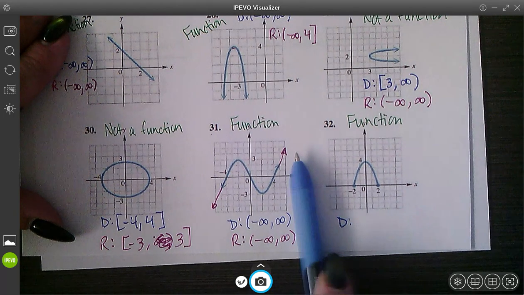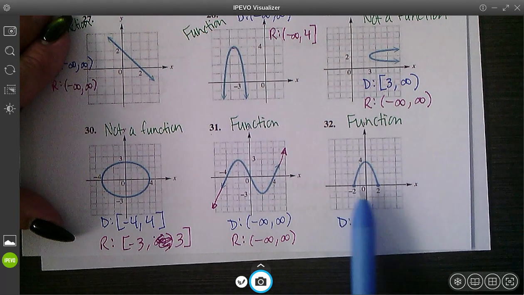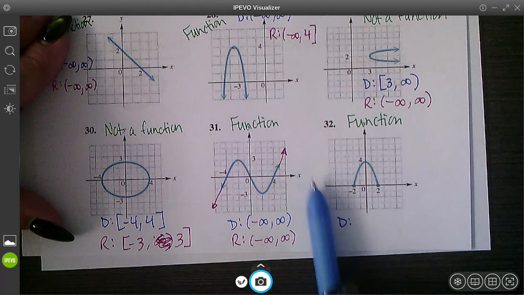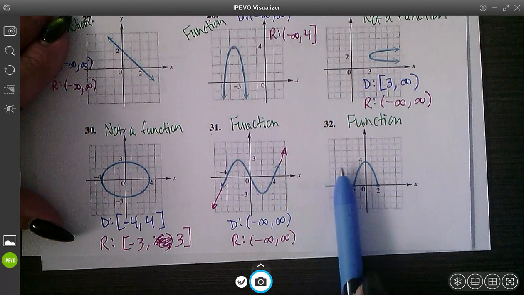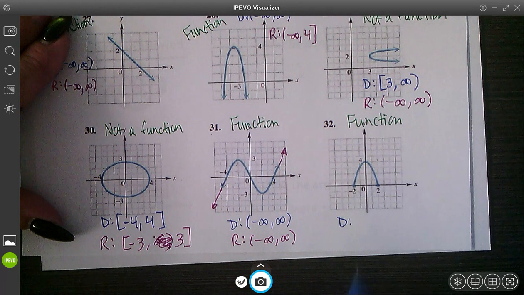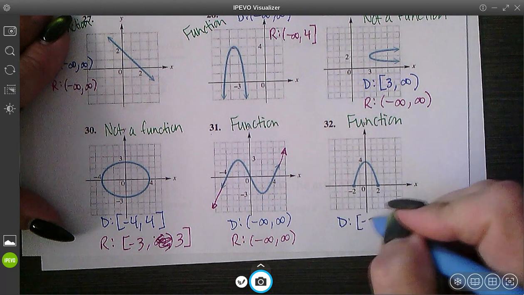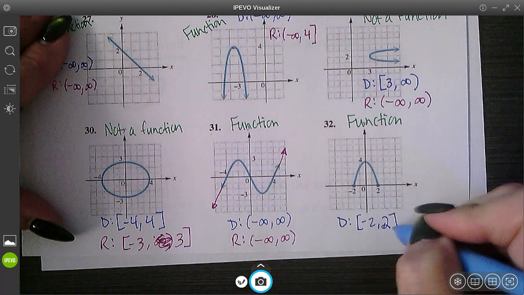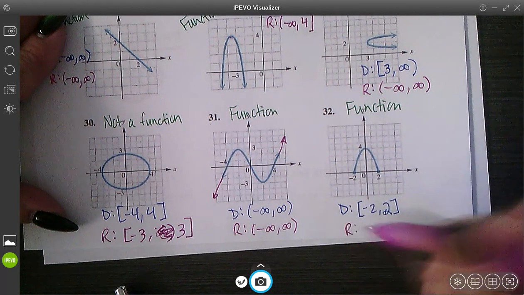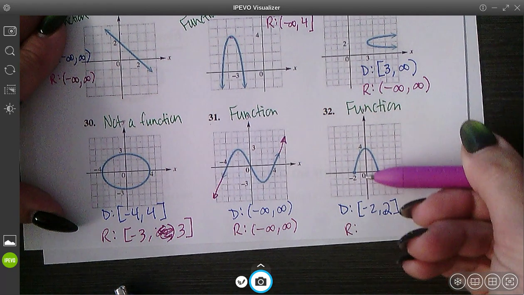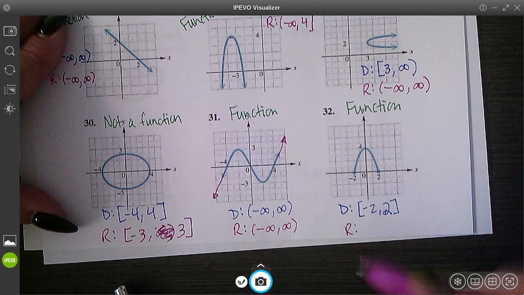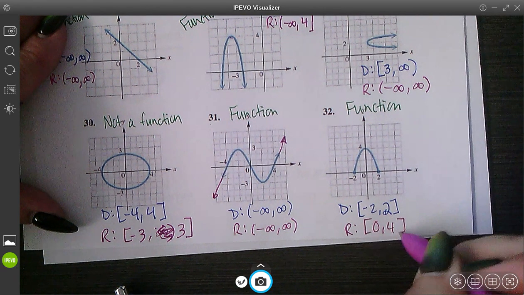32, domain. So this one has a dot instead of an arrow. That means the graph actually stops there. So the first and smallest x value that we run across is -2. And then the biggest x value that we run across is +2. So this domain would be from -2 to +2, both included. And the range, bottom to top, the lowest y value is 0 and the highest y value is 4. So this is going to be from 0 to 4.